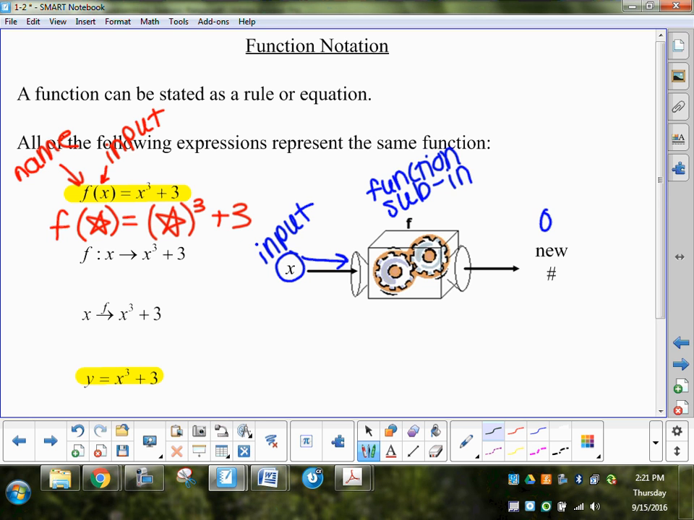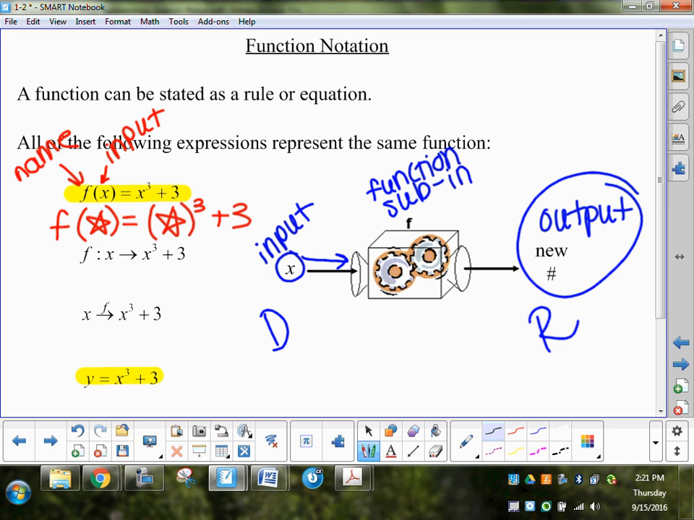And you get a new number, which is your output. This would be your domain value. This is your range. Questions on that?